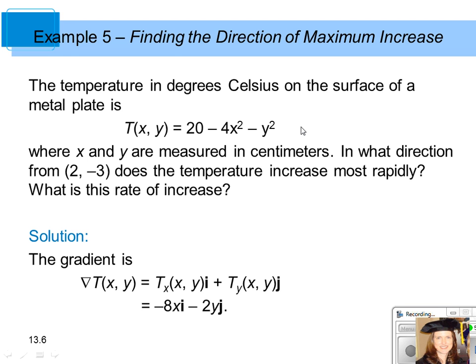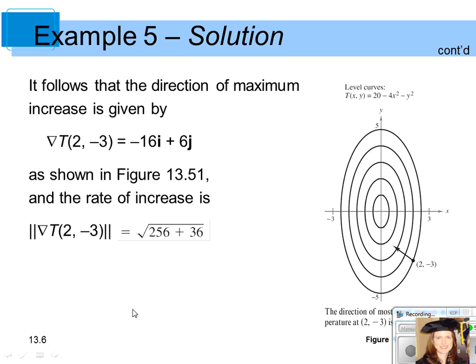The gradient is found by taking the partial derivatives with respect to x and y. We treat x as a variable and y as a constant. That derivative is negative 8x. When you treat y as a variable and x as a constant, the partial derivative with respect to y is negative 2y. Now we plug in the point given, 2 for x and -3 for y, into the gradient. We find that the gradient is the vector -16i plus 6j.